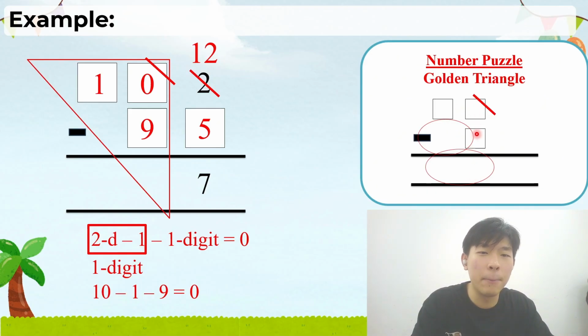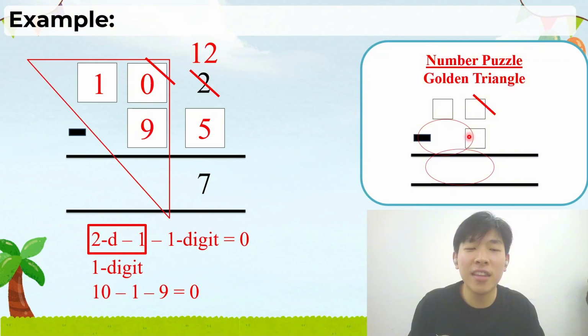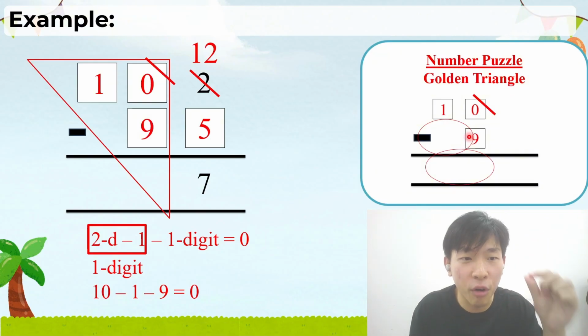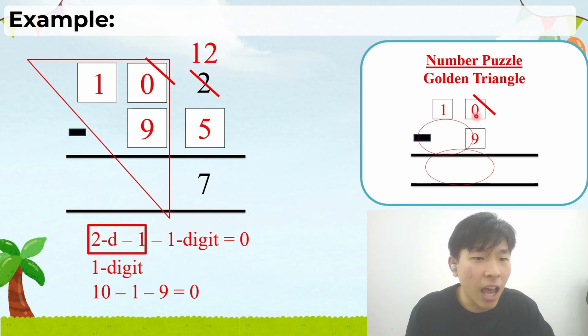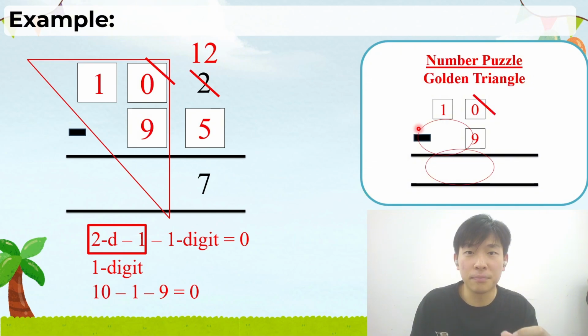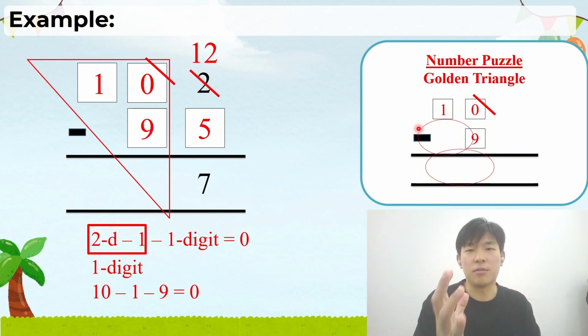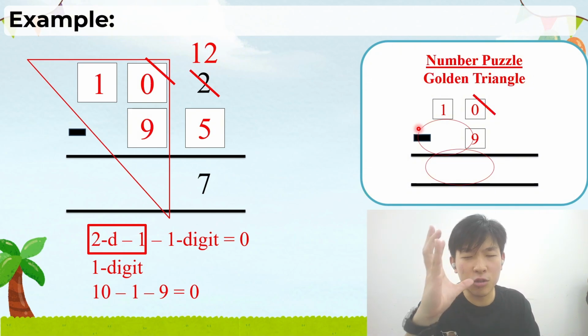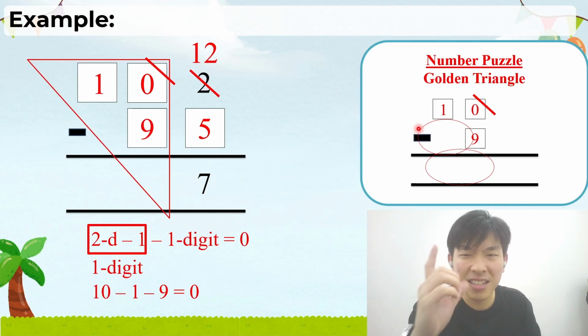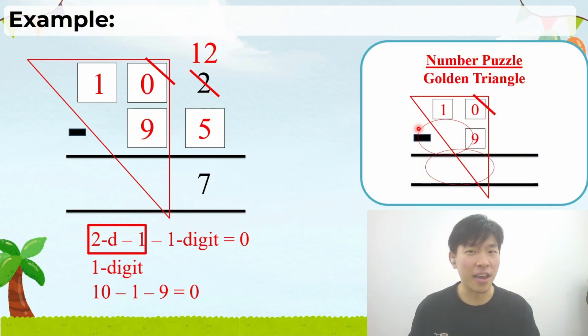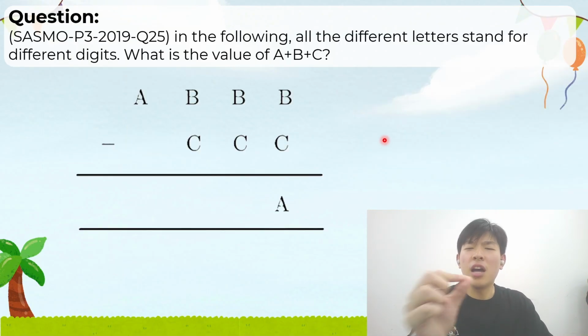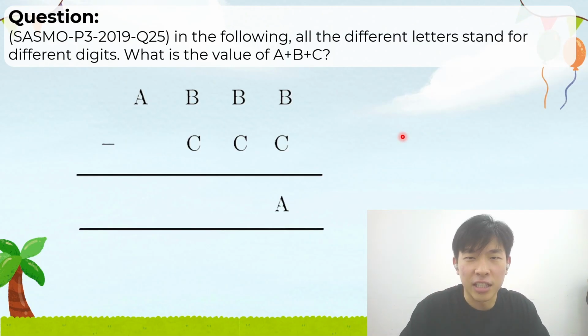Then these three numbers must be 1, 0, and 9. Okay, they must be 1, 0, and 9. This 10 borrows away 1, so becomes 9. Then 9 minus 9 becomes 0. Okay, so if all of this criteria makes sense, then we can use this golden triangle. So we are more than ready to look at this question here.